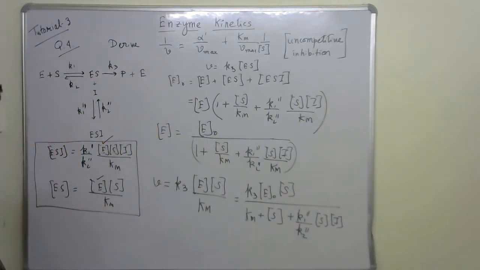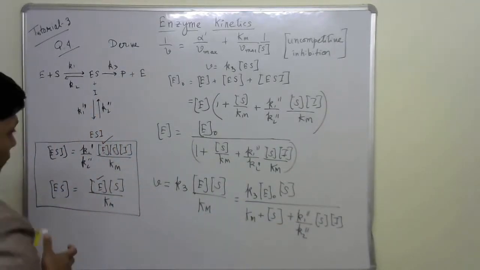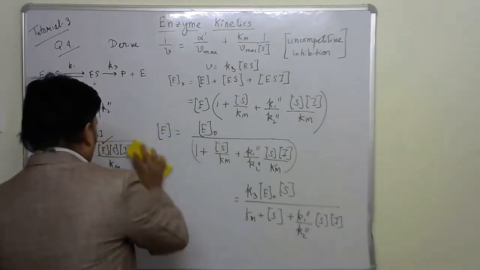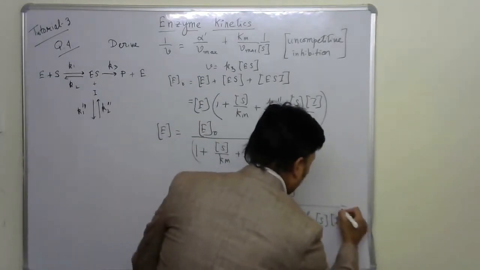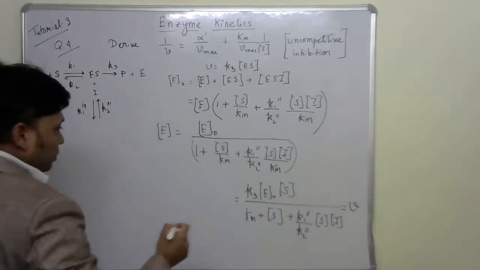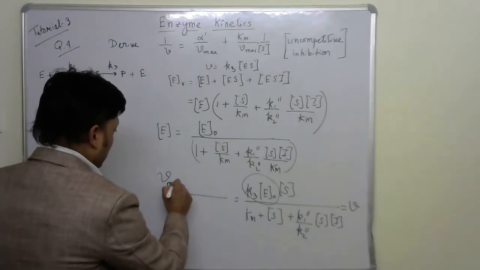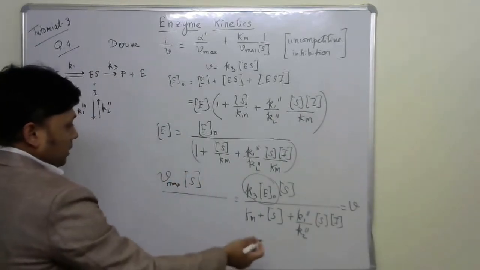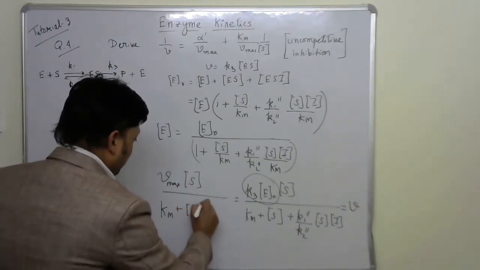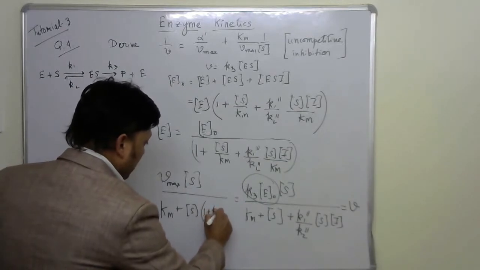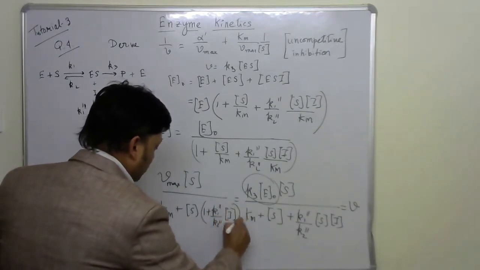and therefore we can further simplify this equation, and this is how we can simplify it. So therefore what I'm going to do, I'm going to simplify on this left hand side, and this is equal to my V, so I'm going to write V over here. So if I want to simplify, you see K3 E naught is equal to V max. So this becomes my V max multiplied by S, now divided by Kn plus, if I take S common, then it becomes 1 plus K1 double prime divided by K2 double prime multiplied by inhibitor concentration.